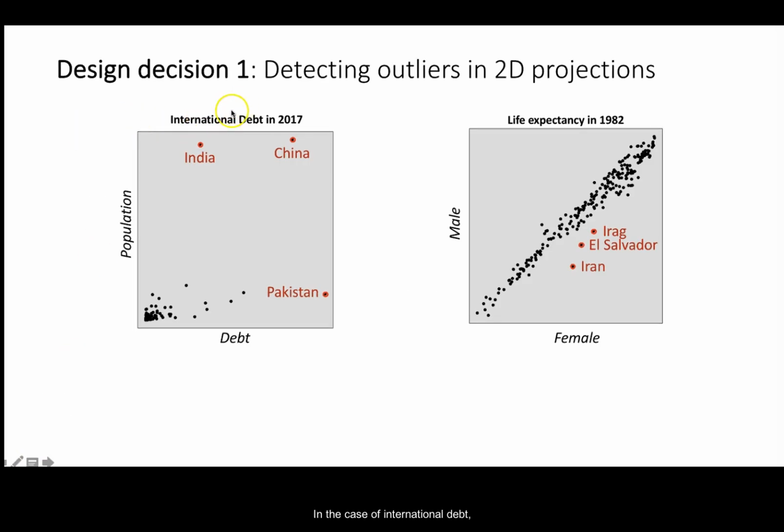In the case of international debt in 2017, it would be relatively easy to spot India and China as outliers in 2D projection, as well as projecting to the population dimension, or Pakistan in the debt dimension only. However, in the example of life expectancies, Iraq, El Salvador, and Iran fall into the center of any marginal distributions, but they are evidently outliers in pairwise projections.